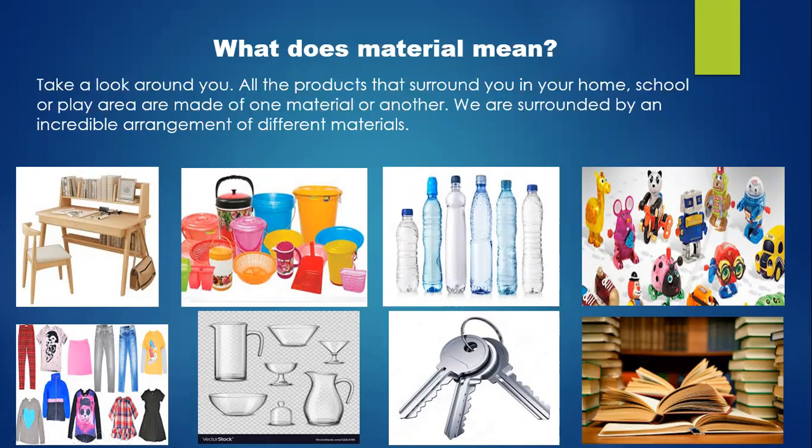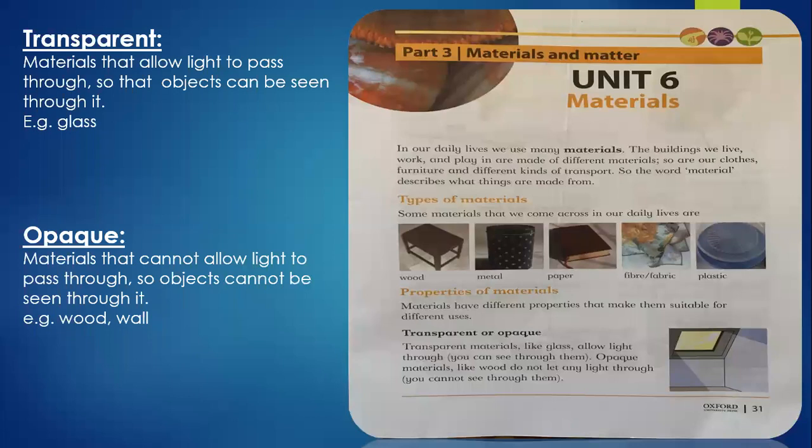Then we have seen the properties of materials. What are the properties of material? We have seen that they're transparent, just like the glass. Materials that allow light to pass through. Remember I told you the things through which you can see easily, through which light can pass, so that objects can be seen through it. For example, glass. In your house windows, you have glass to see outside.